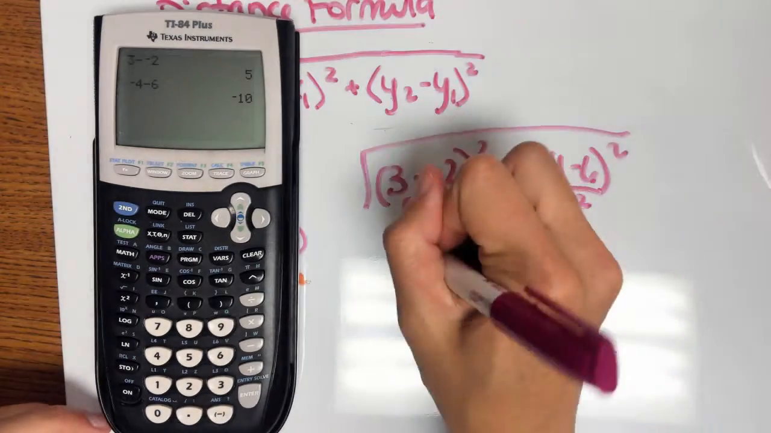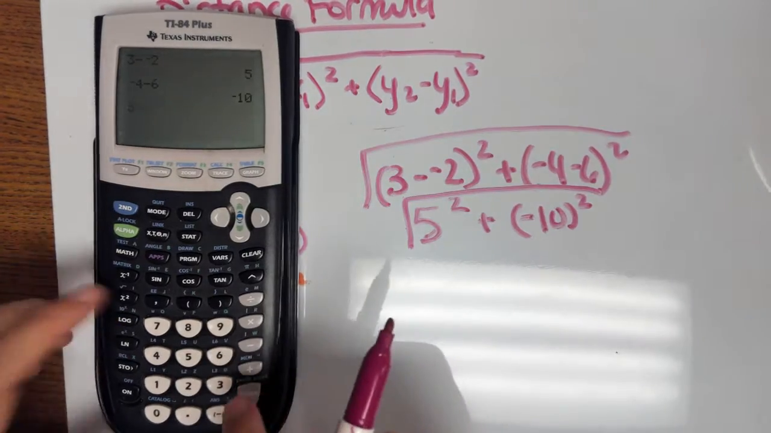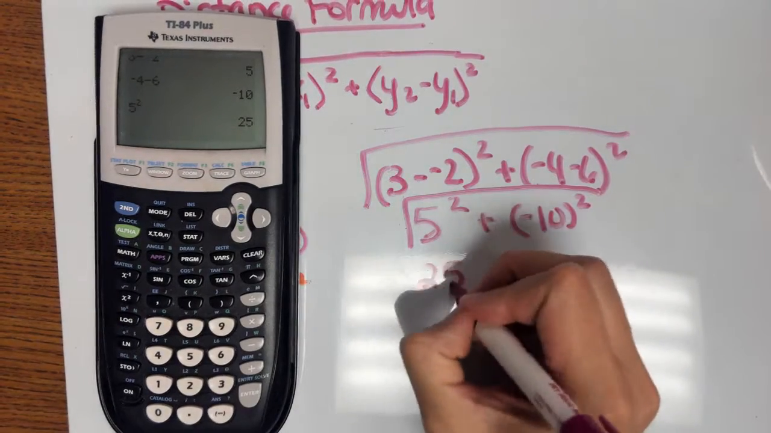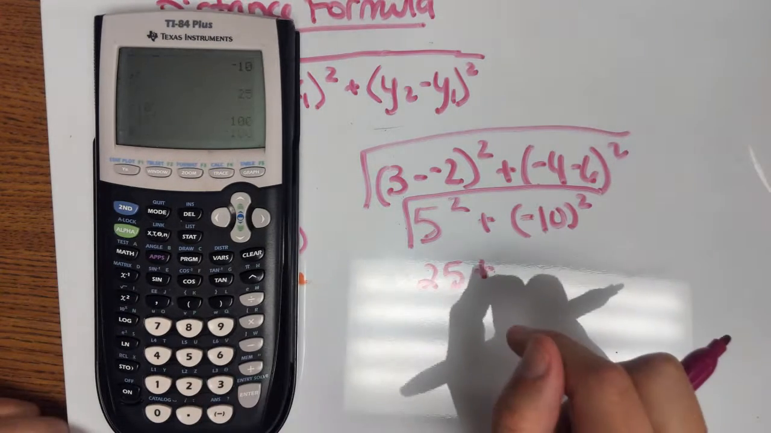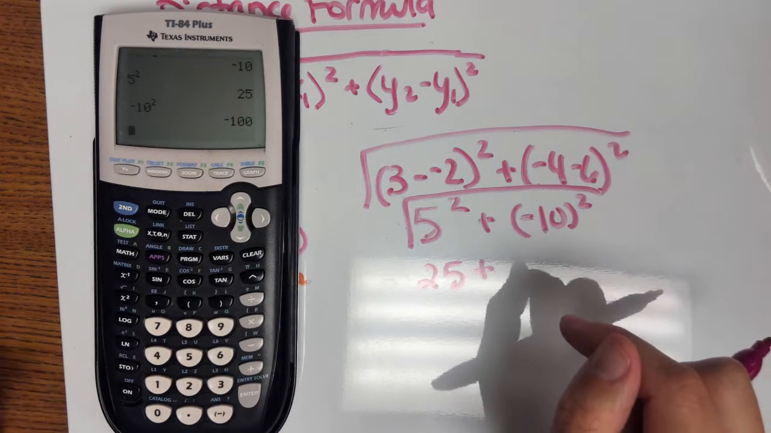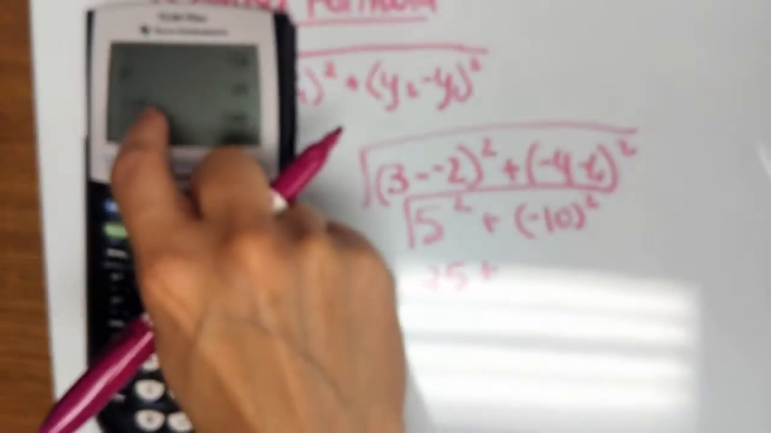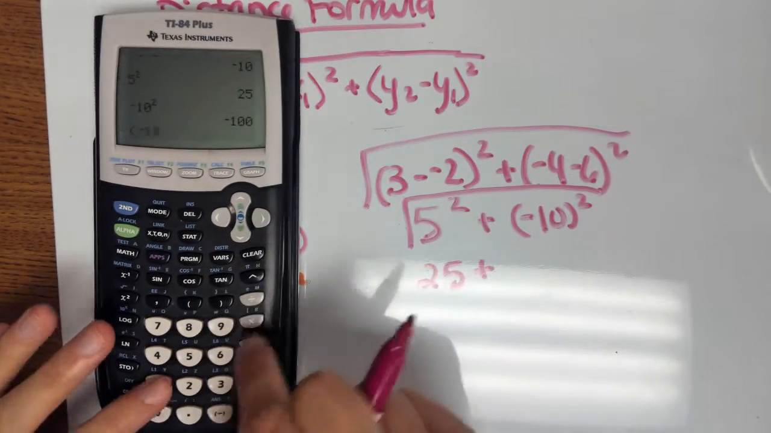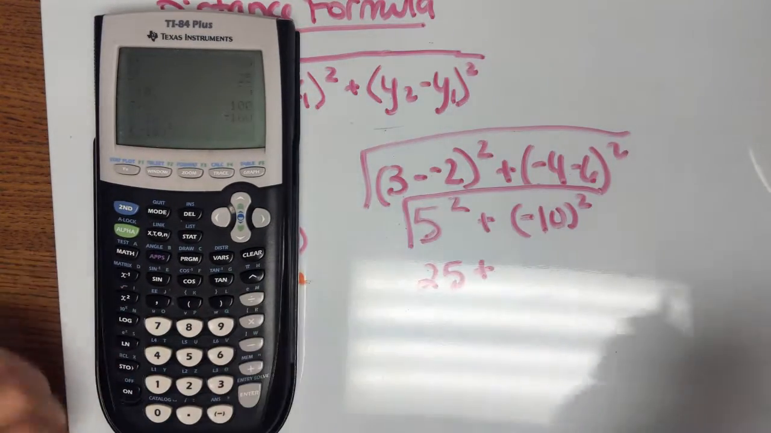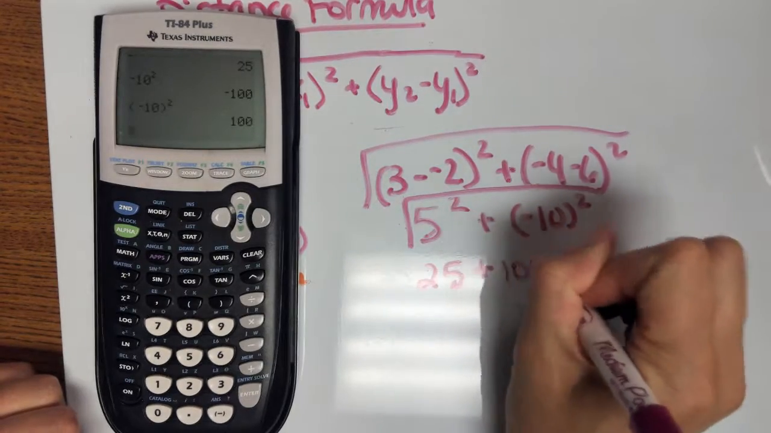This is where people mess up. The 5 squared, they're fine. 5 squared, we get 25. The -10, if you do not put it in parentheses, look what happens. It gives you a negative. We know a negative times a negative is a positive, so there's no way that's right. What your calculator is doing is it's taking 10, squaring it, and multiplying by -1. So you have to make sure you put that in parentheses. That gives me the right answer.